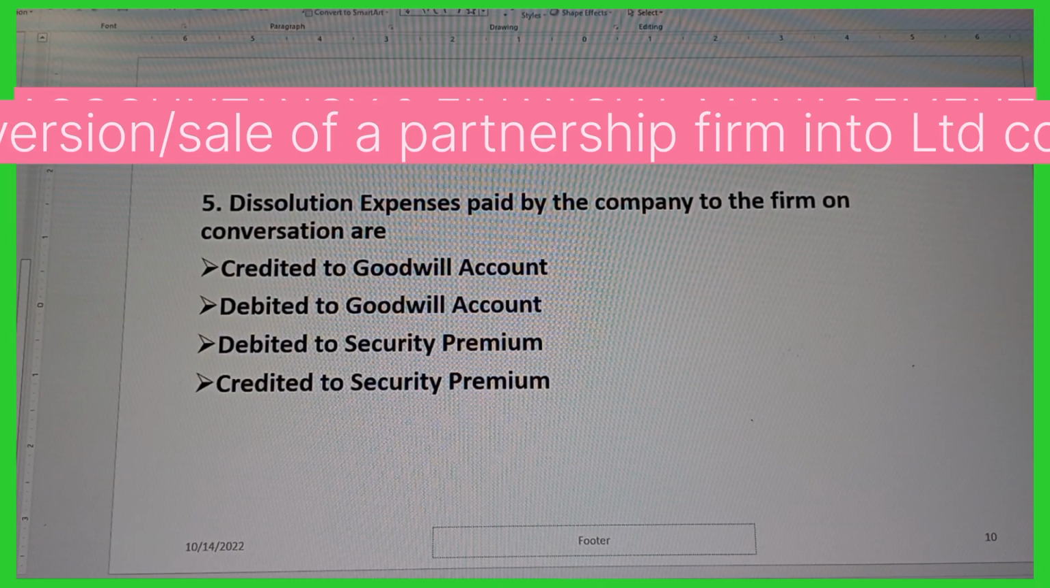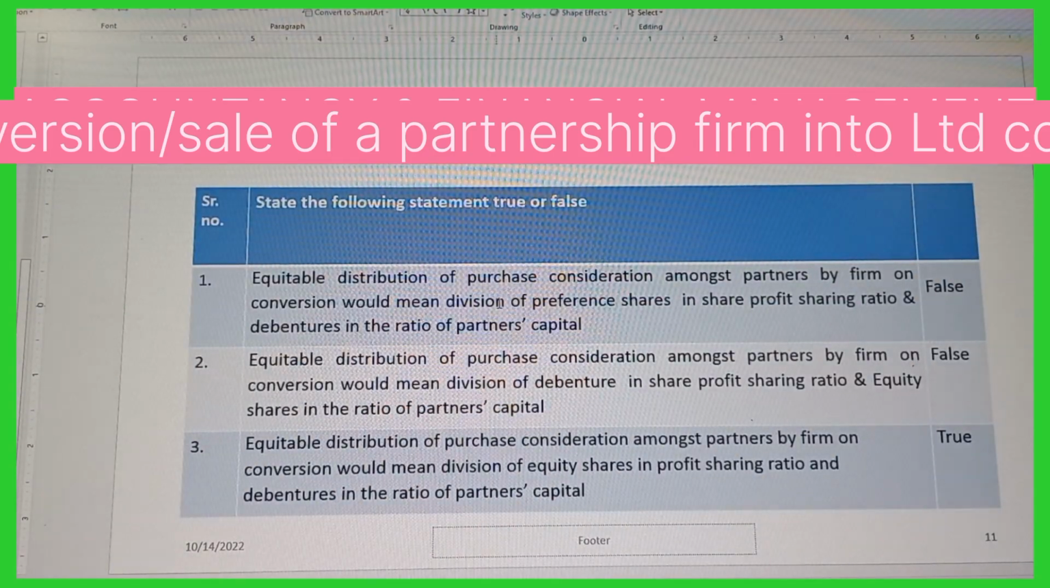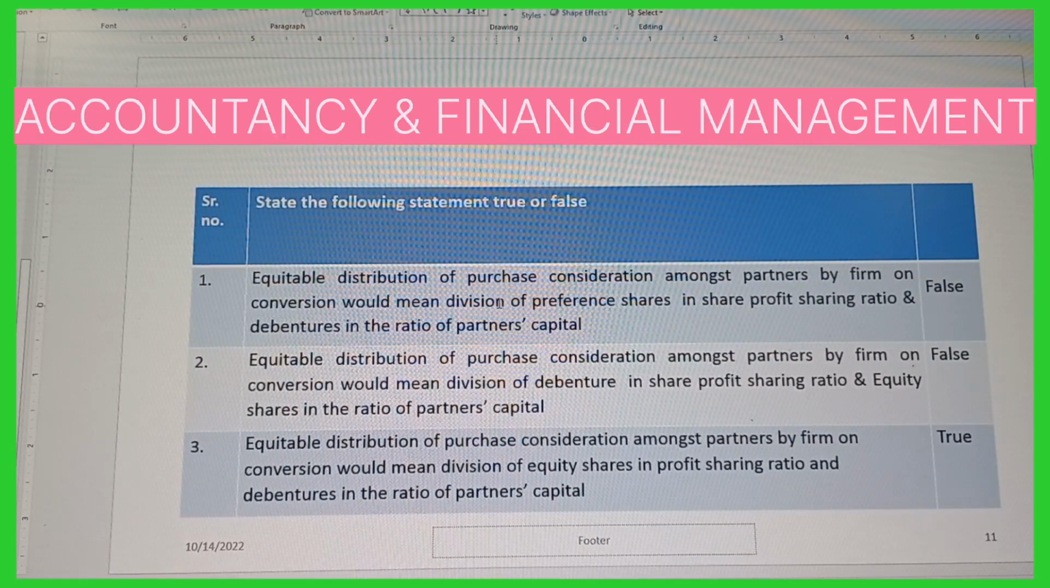So these are the multiple choice objectives. Now we will see the objective on conversion or sale of partnership firm into limited company, true and false. So let's understand the statement, thereafter we discuss the question and give the answer.